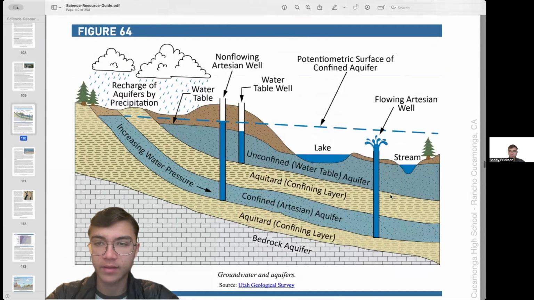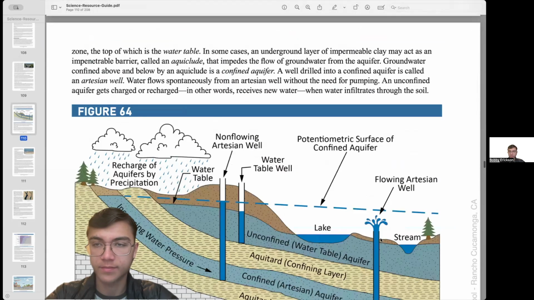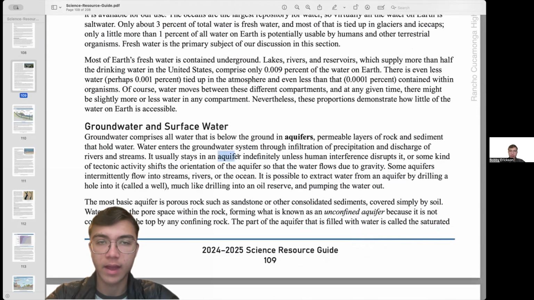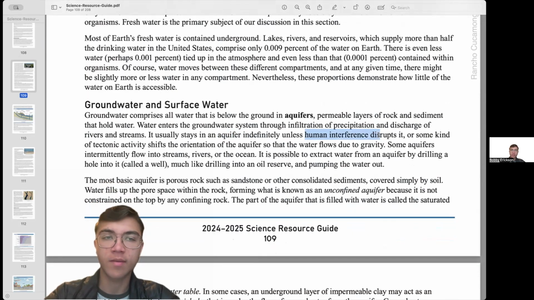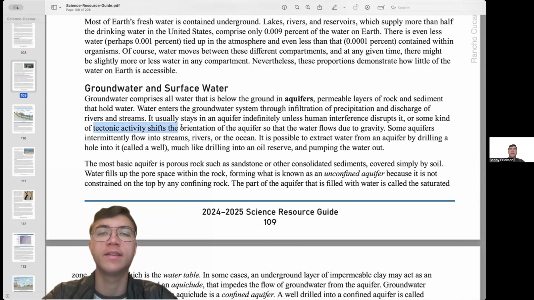And we also have discharge of rivers and streams. It can sometimes flow into an aquifer, which it doesn't show here, but we see it right here. Now, if we take a look at how water sits in the actual aquifer, unless humans disrupt it, it's usually going to stay indefinitely. So remember that human activity is what removes water from aquifers, unless it's tectonic activity, such as an earthquake, which shifts the aquifer and allows the water to flow due to gravity.